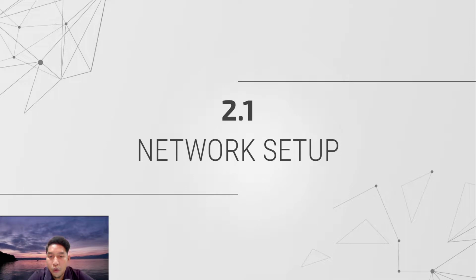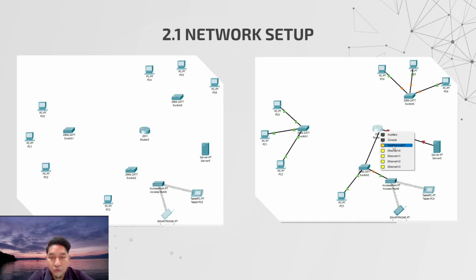Once we launch the Cisco Packet Tracer software, we have to add devices and arrange them as follows. For our group, we have 1 router, 3 switches, 1 server, and all the other devices: PC, smartphone, and tablet.